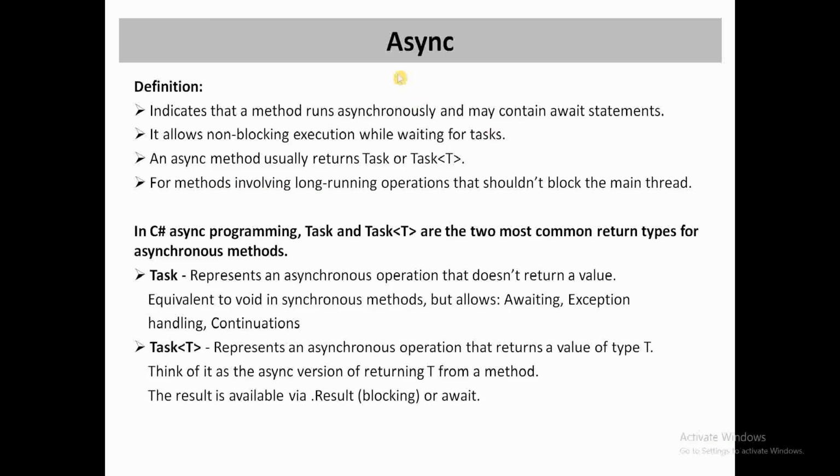Next we have the async modifier. It indicates that a method runs asynchronously and may contain await statements. So if we want to run the method asynchronously, what is asynchronous and synchronous? Synchronous, we already worked on that in the previous lectures. We already created some methods that were synchronous, means suppose we have two methods and they are called one after another, means if the first method is completed, then it will call the next method. But not in the case of asynchronous.